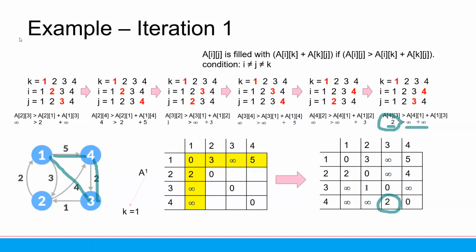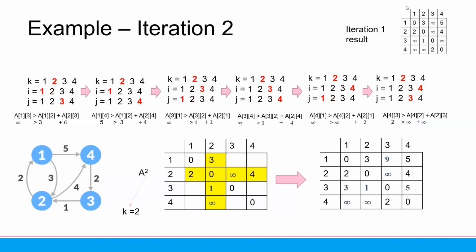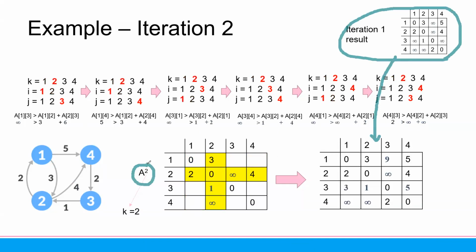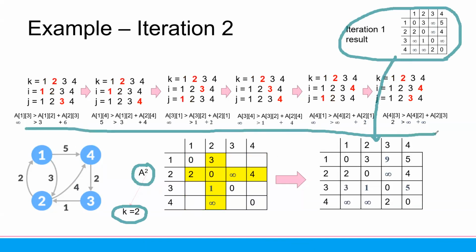Okay. After we have this matrix, we are going to use it for the next one. So we already updated the matrix here. This is the iteration 1 result. And we will use this to update our next matrix, which we call A2. The A2 means k equals 2. So we again do the same thing, and we will check what is the minimum.